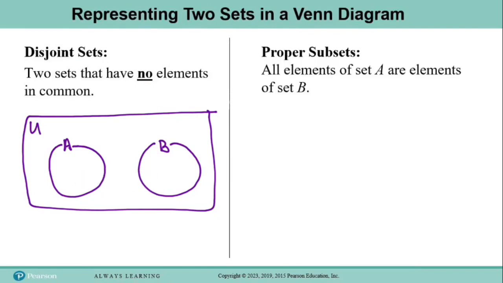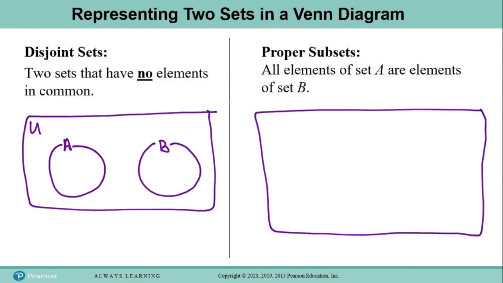And then you'll remember from section 2.2 talking about proper subsets. So remember that in order for set A to be a proper subset of set B, all the elements in set A will also be elements of set B. So in other words, set A is fully contained inside of set B, but also the two sets are not equal if set A is a proper subset of set B. So on our Venn diagram, that would look like this.